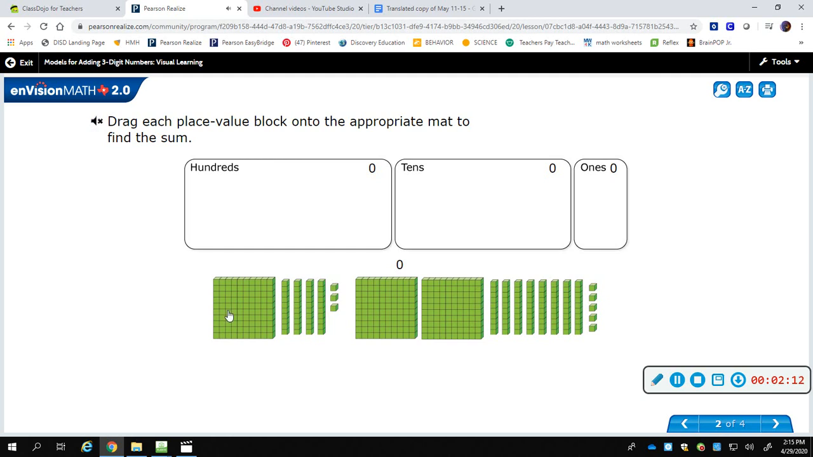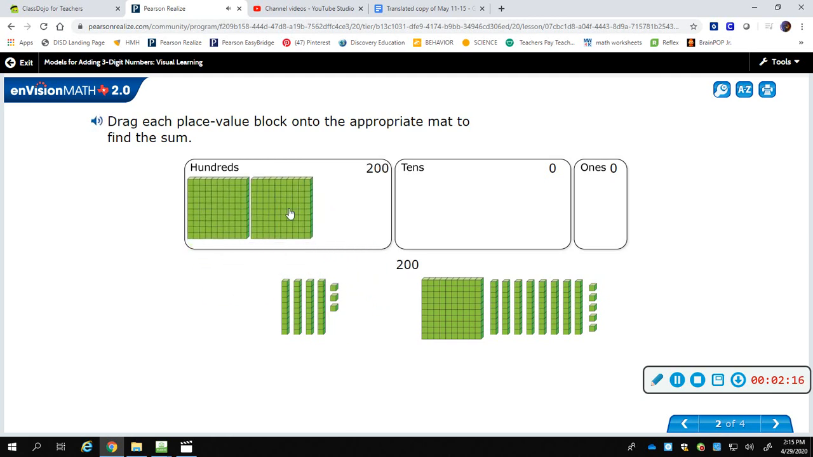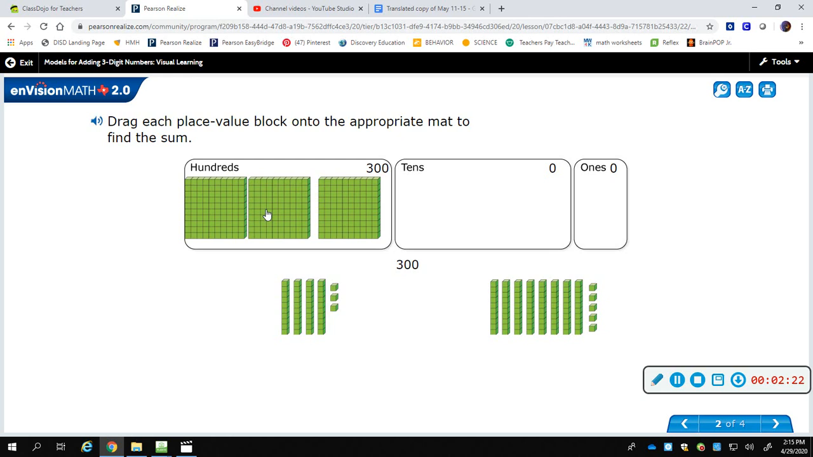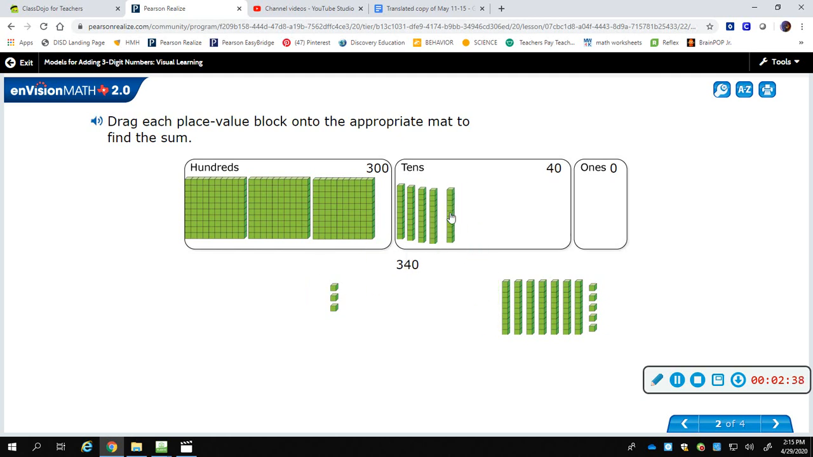Drag each place value block onto the appropriate mat to find the sum. Okay, so we're going to drag the blocks to the correct place value chart, and then we need to see if we can add them like that or if we need to regroup. Now remember, when we're adding numbers and you need to regroup, our magic number is 10.